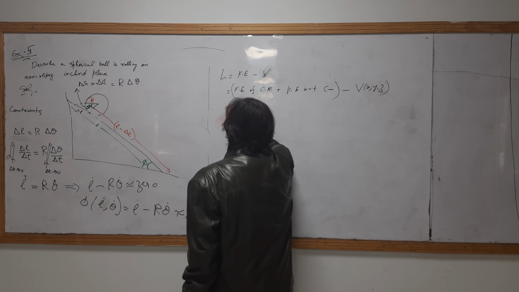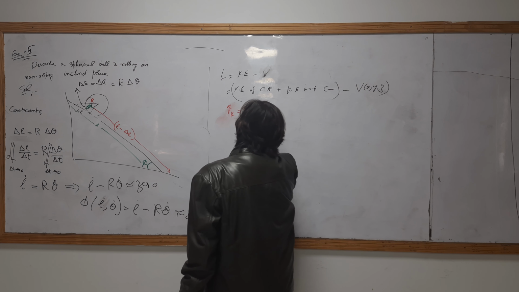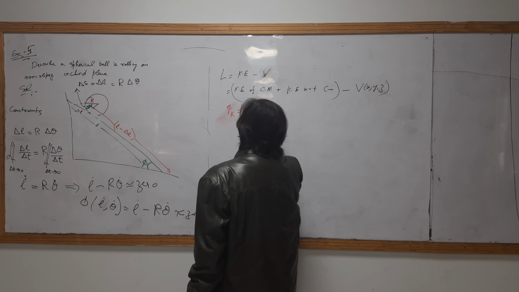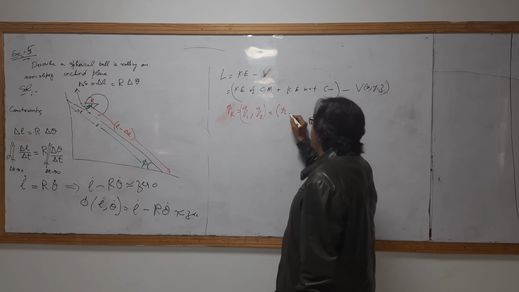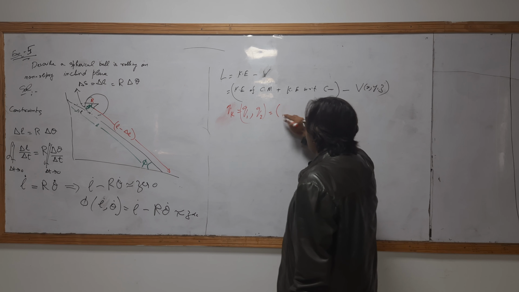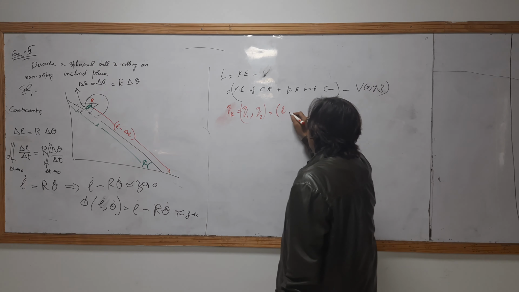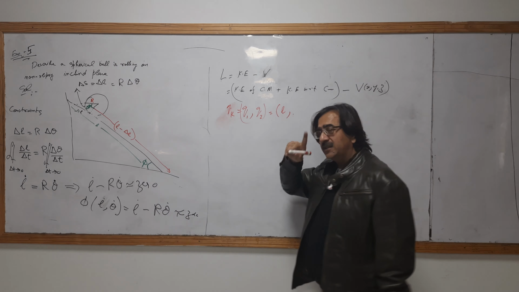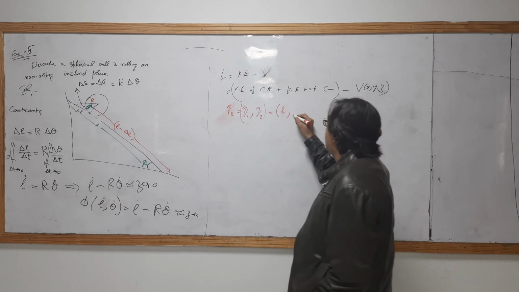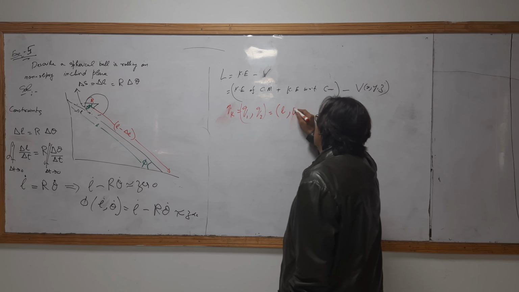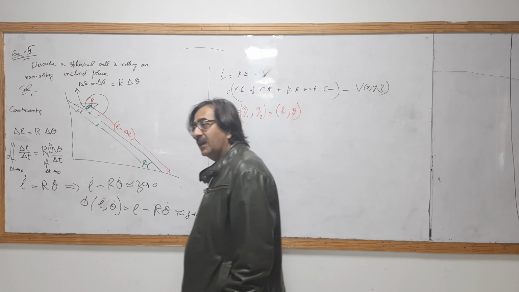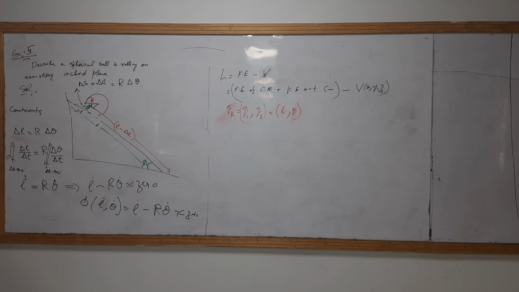The generalized coordinates Q1 and Q2, because it is a two dimensional plane, will be L and theta, since I am already in polar coordinates. That will be L, r theta dot. But in the constraint it is r and theta. Yes, L and theta.